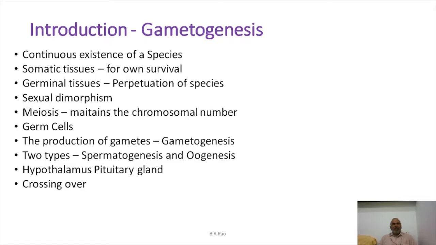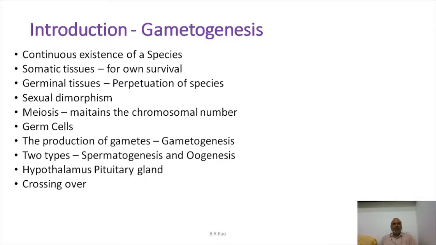Okay, so our body is built with two different types of tissues. One is called the somatoplasm, which is meant for our own survival. You take, for example, our eyes, nose, ears, our digestive system, respiratory system, excretory system. These are meant for our own survival. But there is another tissue called germinal tissue.